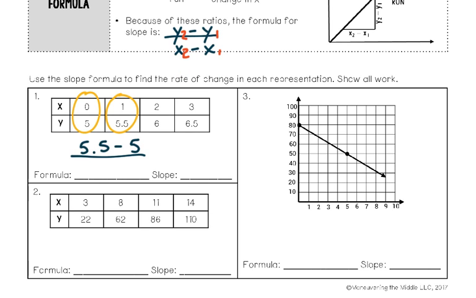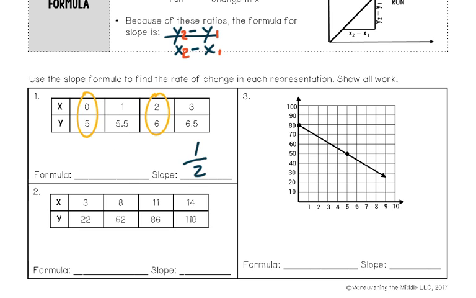The order matters. When you see your numbers in the formula, the point that you chose should be on top of each other. Same for the other point. Just make sure you're keeping them in the same order. And that's it. All you have to do now is do the math. 5.5 minus 5, and then 1 minus 0. I got 0.5 over 1. So you could also write that as 0.5 or 1/2. All of those are the same number. They all represent the slope for this table. So we know the slope is 1/2, and we chose the first 2 points.